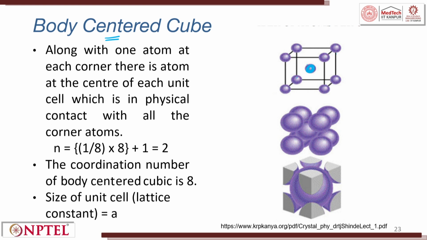So, those cells are called BCC, body centered cubic cells. Here, apart from this simple 1 by 8 into 8, we have one more additional component. The coordination number of the body centered cube is 8.